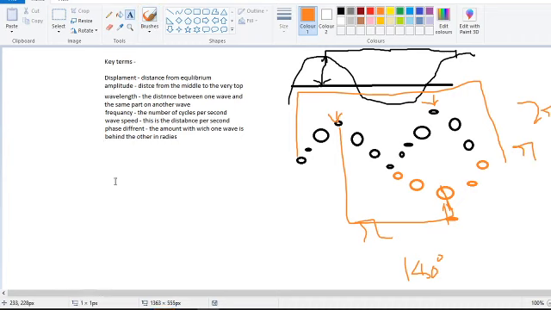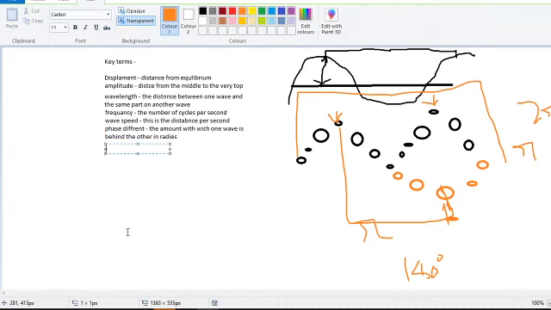Simple. So next is path difference. This is something which is measured in meters and would be the difference between the length of two waves. So say you had two different waves, the path difference would be the difference between the length of those waves. That is very self-explanatory.